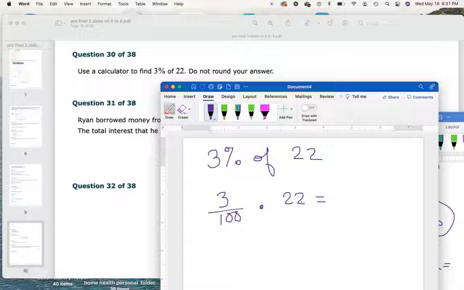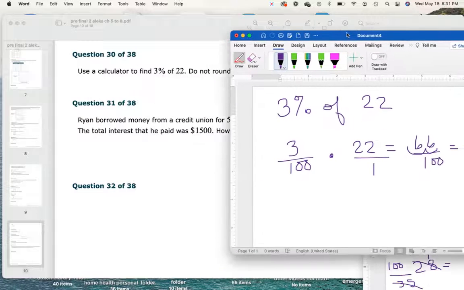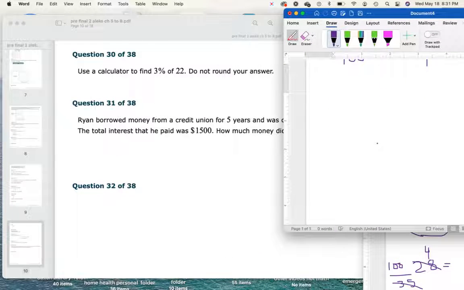So 3 times 22, remember that's 22 over 1, is 66 over 100. But since it would have come out in a decimal form, the 100 is going to take this decimal and move it 2 to the left, so it's going to be 0.66. And that would have been the answer without much calculation at all.